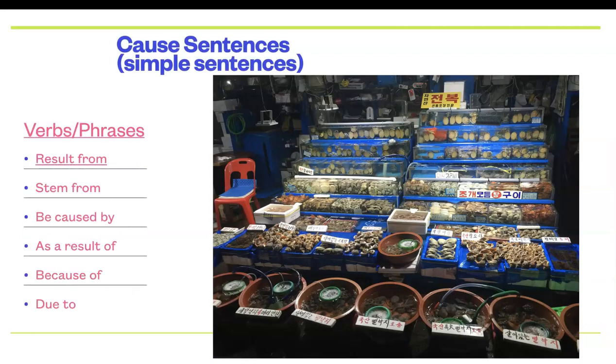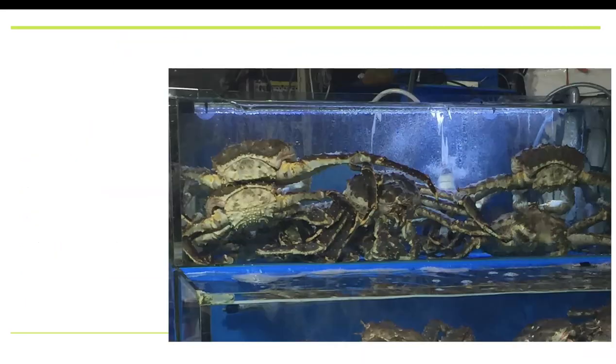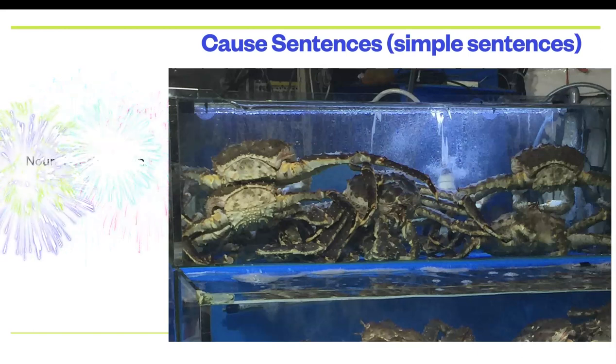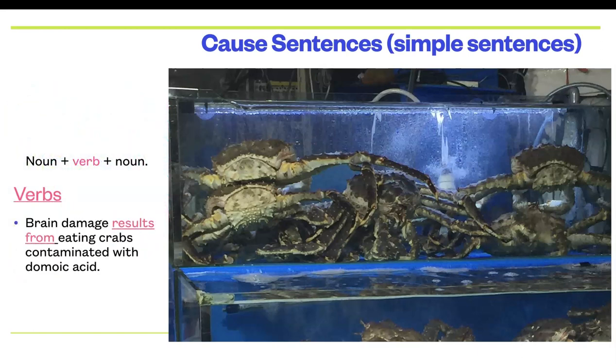The first type is using verbs and phrases. So the specific vocabulary words that we use to describe cause are result from, stem from, be caused by, as a result of, because of, and due to. So it's very important that you include all of the words. For example, because is very different than because of. So of, that simple little word, really makes a difference. So be careful. Now let's take a look at the example that we have of noun, verb, and noun.